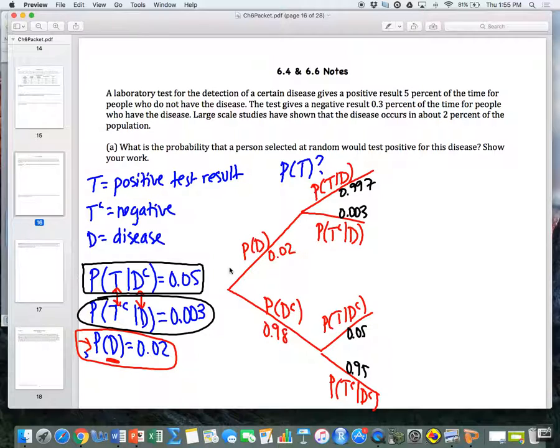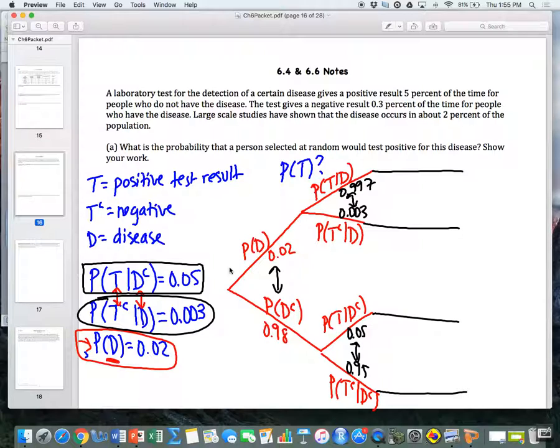Okay. Now your tree goes horizontal like this. Any of the branches that are not horizontal, so that go like this, sum to 1. So these two are always going to sum to 1. These two are always going to sum to 1. These two are always going to sum to 1.